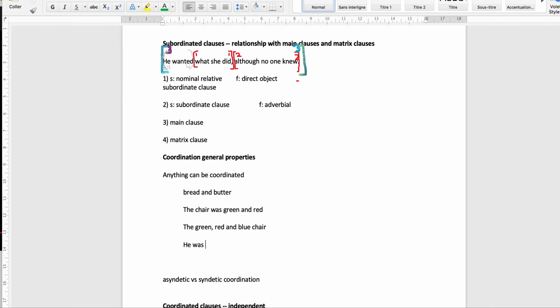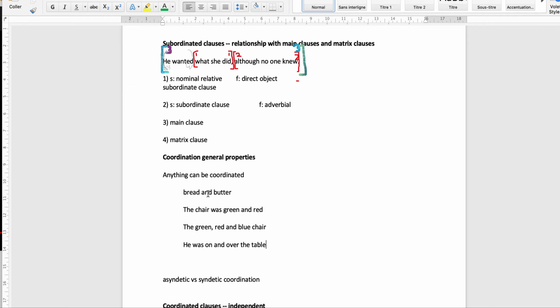He was on and over the table. It's a little bit strange, hard to imagine, but that works. Okay, and so on. So first of all, anything can be coordinated. Now notice, here are just some examples, right? We're going to look at a lot of different examples.